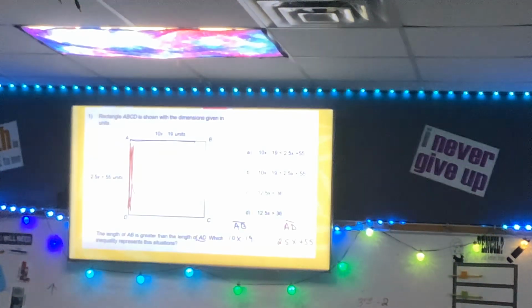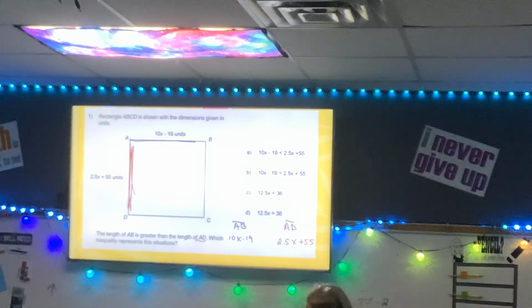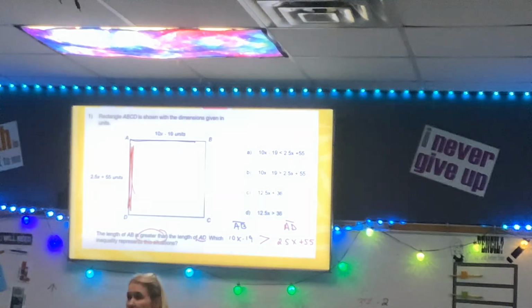Do this, don't just look at your answers, because that's when you mess up. Now I'm going to read, it says, the length of AB is greater than. That means we're going to be using the greater than sign, the open one. So now look at your answer choices. Which one is it? That's what you're doing.